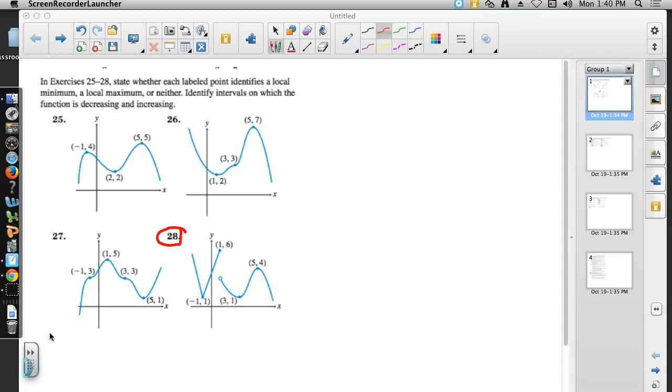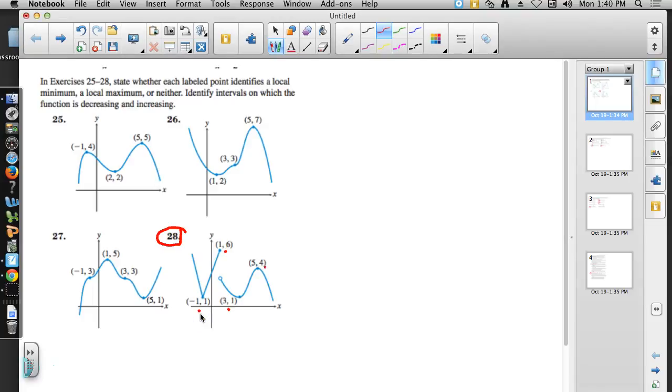In exercises 25 through 28, state whether each labeled point identifies a local minimum, a local maximum, or neither, and then identify intervals on which the function is decreasing and increasing. So the labeled points on number 28 are these 4 points right here. And it said, does it identify a local minimum, a local max, or neither? So I'm just going to list them off from left to right so that I can answer their questions.